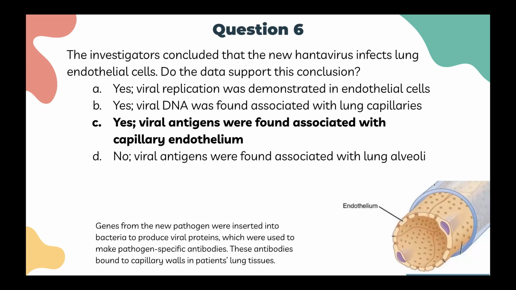So option A is wrong. We know nothing about the site of viral replication from the experiments. Option B is wrong. We can't conclude that viral DNA was in the lung capillary, since we were only told that viral nucleic acid was found in the lungs. And option D is wrong. We weren't told anything about the alveoli, just that the antibodies were bound to the capillary walls in the patient's lung tissues.